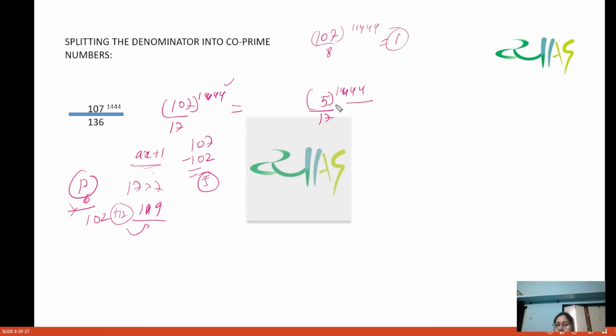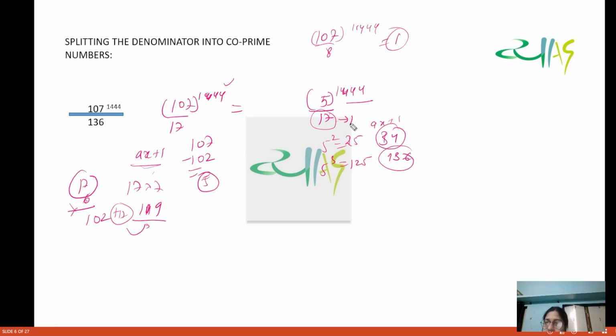But again you see, when you see 17, still you are not getting this in the form of 17x plus 1. Do 5 square, you will get 25. Do 5 cube, you will get 125. But the multiples of 17 are 34, 136. Again we are not getting anything which is coming near to this. So let's see how to find the remainder in this case.